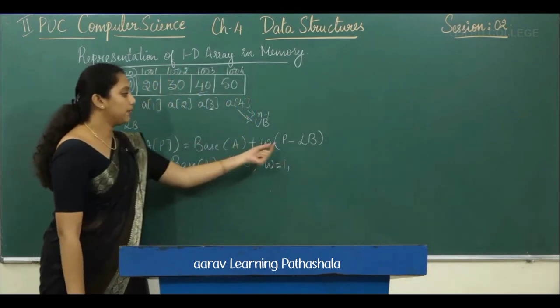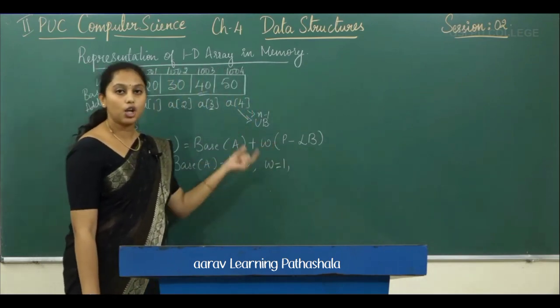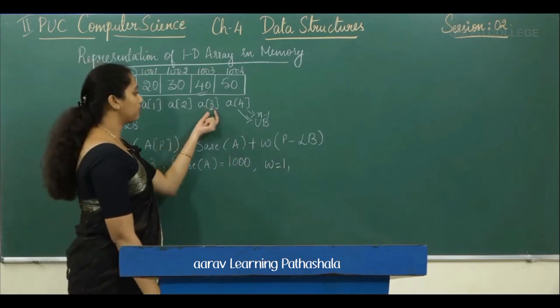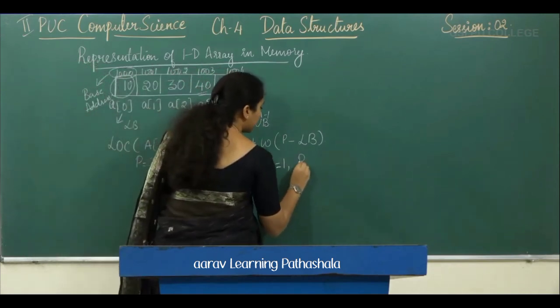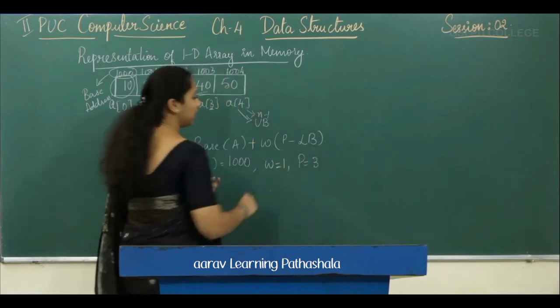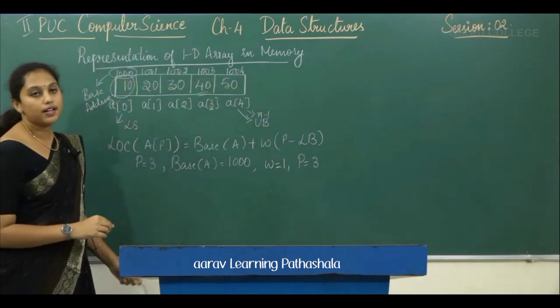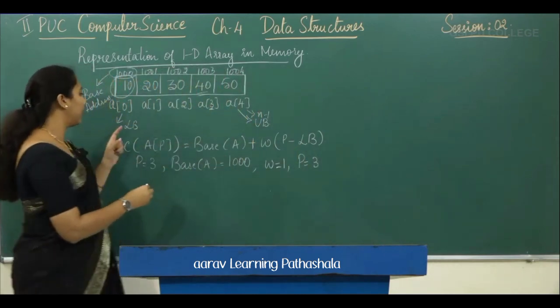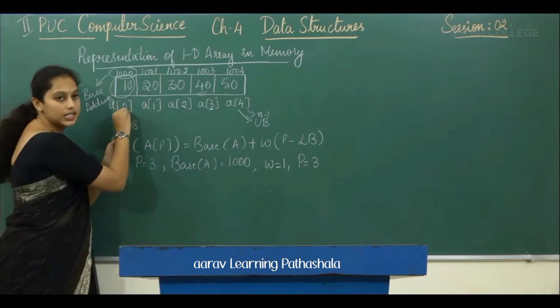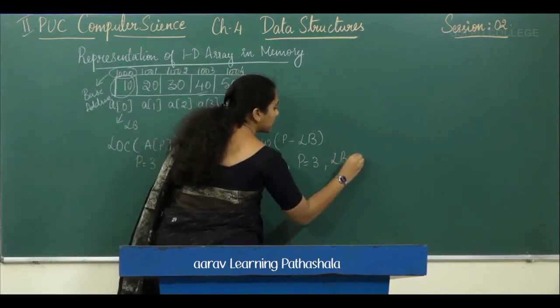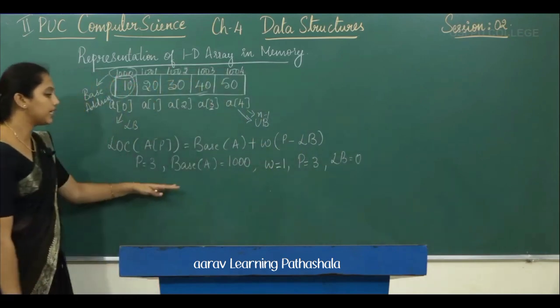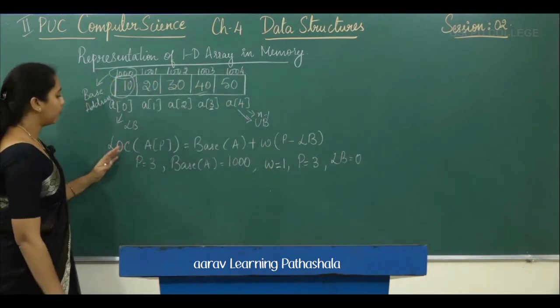Next, what is P? P is nothing but the location of the element. The location of the element is 3. Hence the value of P is 3. Next, what is the value of lower bound here? The value of lower bound is 0. Now substitute these values in this formula.